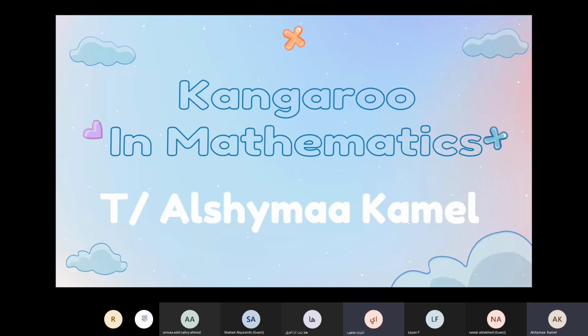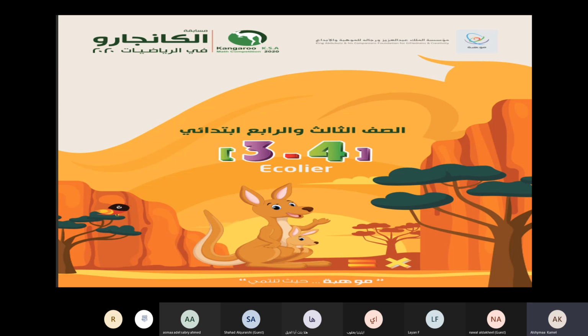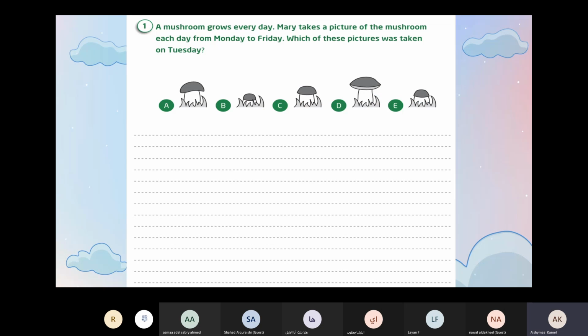So today we will start the first session from Kangaroo in mathematics. I'm teacher Al-Shaymaa Kamel. The first model we will solve is the model for 2020. This is the first one. We will read the problem, discuss how to solve it, and see whether our answer is right or wrong and what our mistake is. Number 1: a mushroom grows every day. Mary takes a picture of the mushroom each day from Monday to Friday. Which of these pictures was taken on Tuesday?